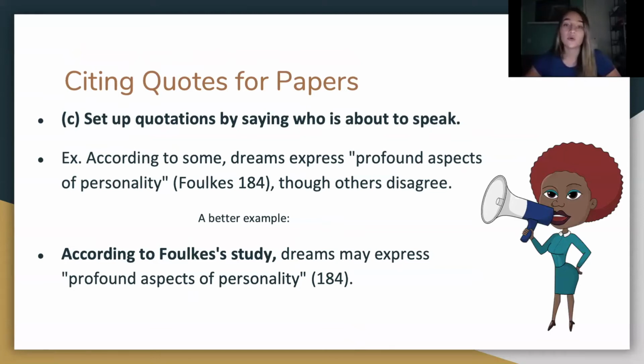Setting up quotes by saying who's about to speak is really important, because if you're writing a quote down and the reader doesn't know who's speaking, then there's really no point in adding the quote, since you want to add some credibility, some stature behind it. The first example I wrote is, "According to some, dreams express profound aspects of personality. Others disagree." We don't know who's speaking in this quote, and it's very vague because it says "according to some." Who's some? We want to make sure that we know who some is.